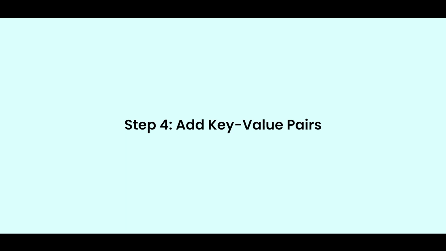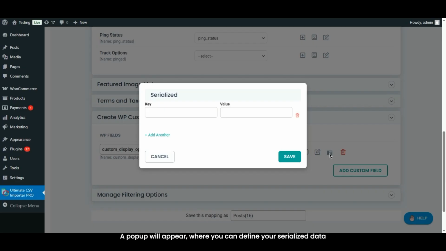Step 4. Add key value pairs. A pop-up will appear, where you can define your serialized data as key value pairs. Let's add the following entries. Label, featured. Click Add Another to insert each new pair.